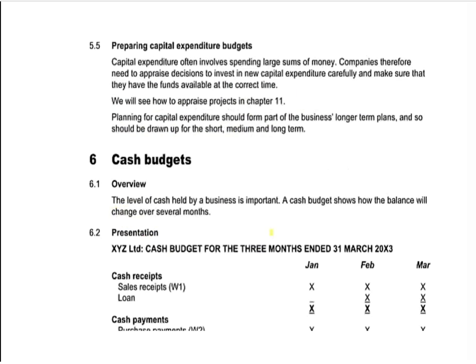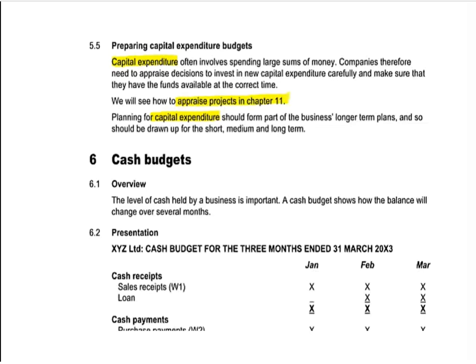Items then of capital expenditure will often be very expensive for the business, and they will be making a decision then about whether or not they've got the money available and whether or not it's a good idea to purchase those items. So planning then for capital expenditure is going to form part of the business's longer term plans, and so they'll be drawing up budgets which will include a capital expenditure budget. And we'll have a look in chapter 11 about how to decide whether or not this expenditure should be made when we look at project appraisal.